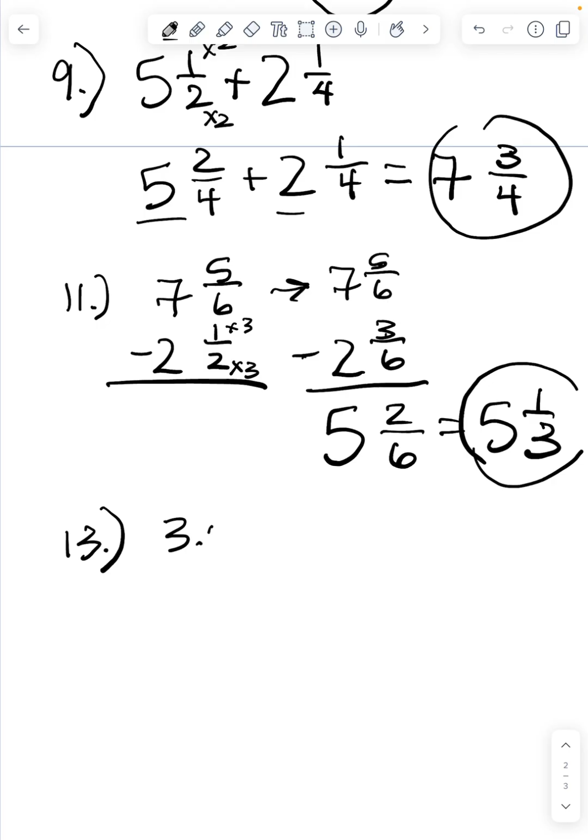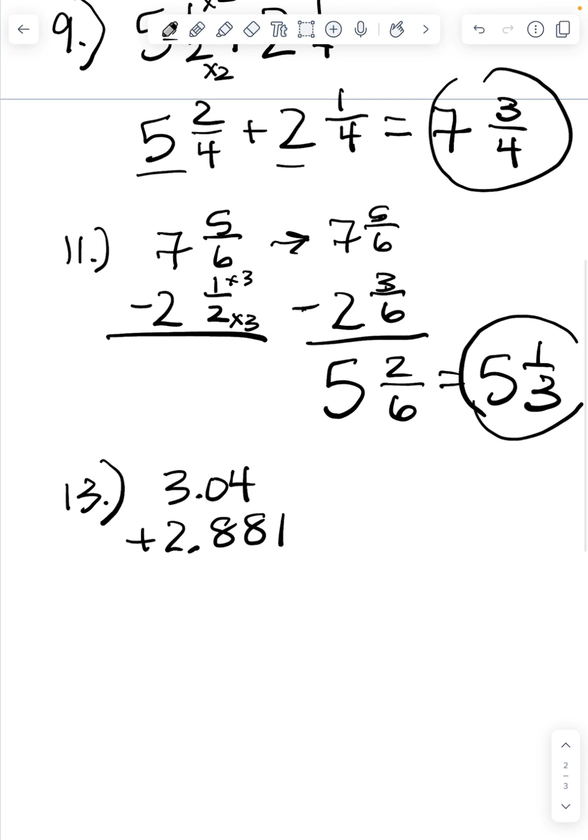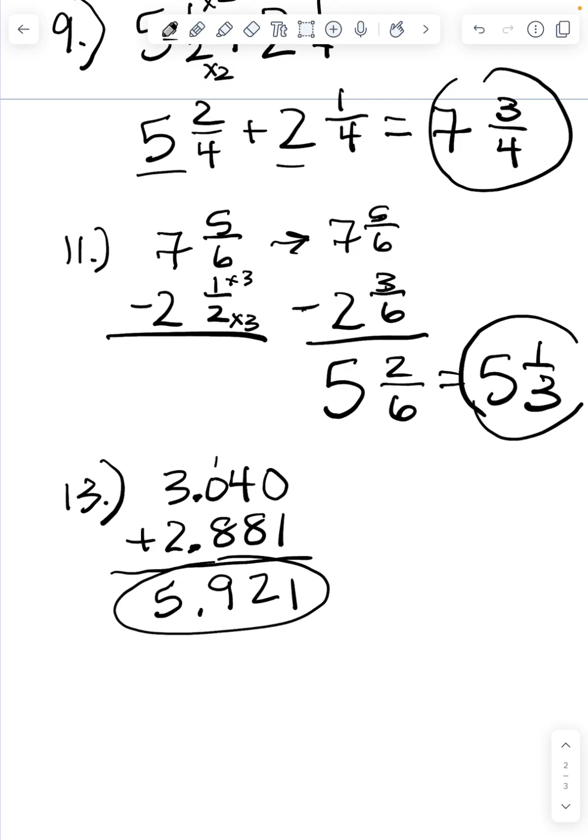So we have the number 3.04, and I'm going to add 2.881. Make sure you line up your decimal points. That's the most important part here. And then if you need to add any zeros, we'll put them in. And we're just going to add. So 1 plus 4 is 12... 8 plus 1 is 9. My decimal point, 3 plus 2 is 5.